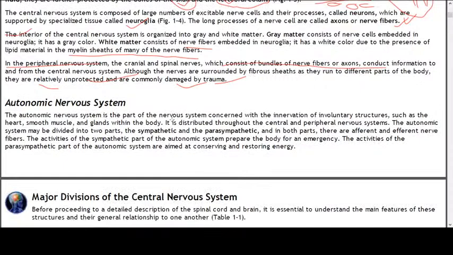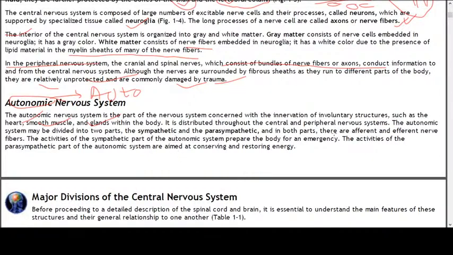Okay, autonomic nervous system. We'll go through it very fast. The autonomic nervous system is the part of the nervous system concerned with the innervation of involuntary structures such as the heart, smooth muscles and glands. Autonomic means automatic. It occurs automatically; we don't need to expend our consciousness on it.